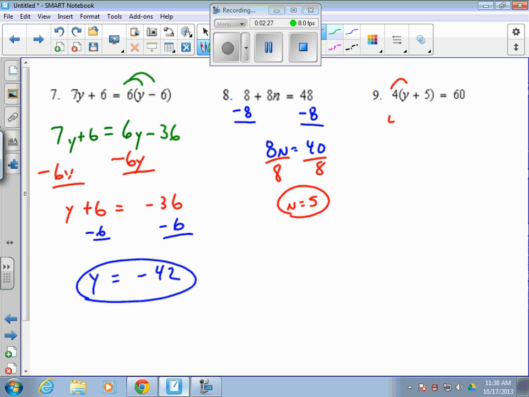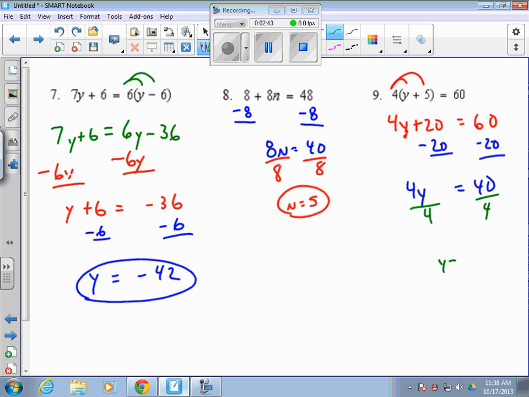Distribute 4 times y and get 4y. 4 times 5 is plus 20 equals 60. Get rid of plus 20 by subtracting it on both sides, and 4y equals 40. Get rid of 4 times it by dividing by 4. Y equals 10.